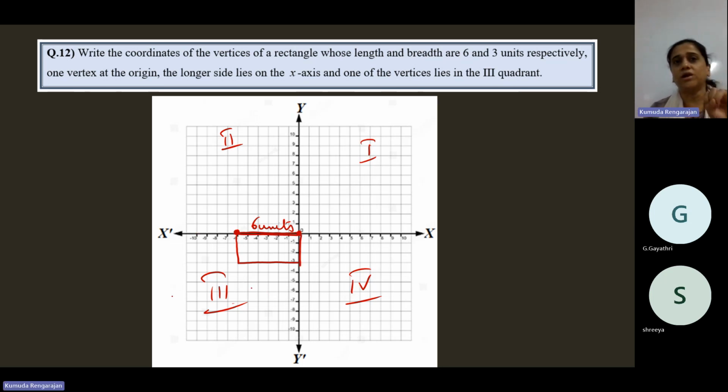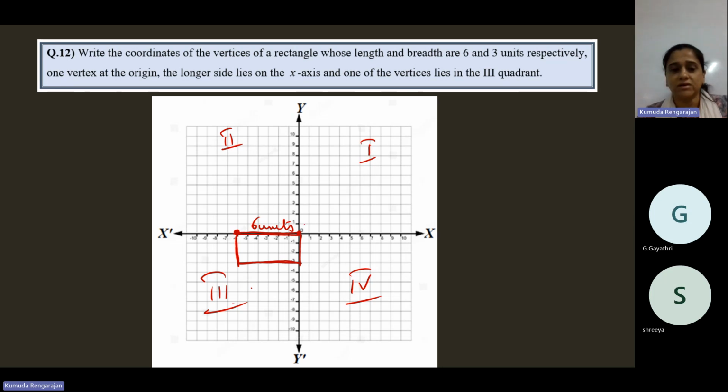One vertex is at the origin 0, 0. Another vertex is in the third quadrant. The longer side is on the x-axis. So clearly the longer side is on the negative side of the x-axis, which is 6 units. And the shorter side is 3 units. The breadth is 3 units. So we have to drop down like this. So this is the rectangle.